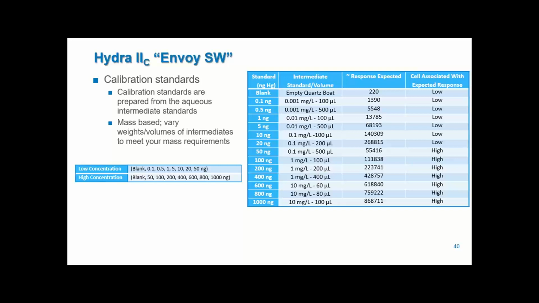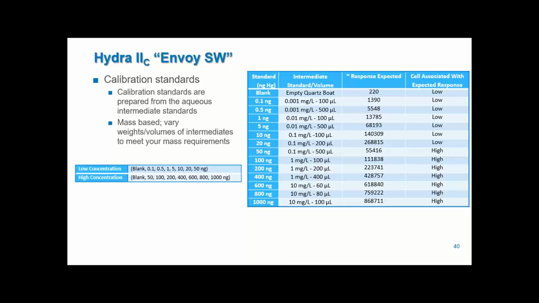So there's two variables here. By increasing the volume pipetted, we get higher weights. And by increasing the concentration of the standards, we also get higher weights. So those two factors work together, and we can get a 15-point calibration curve using only 5 intermediate standards.